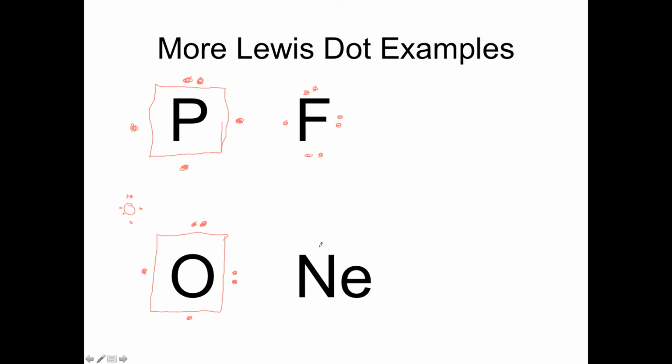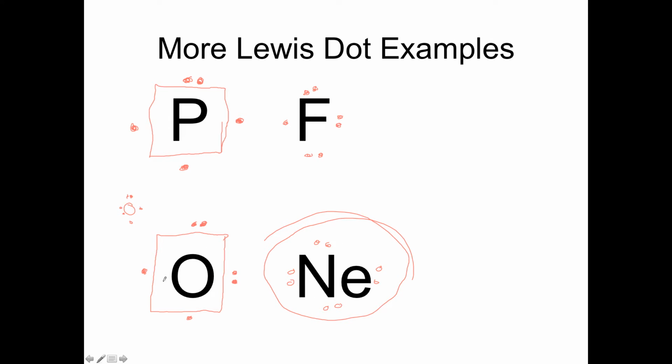Neon. Neon's a noble gas. It has 8 valence electrons: 1, 2, 3, 4, 5, 6, 7, 8. All sides are filled with valence electrons. Now this is what all elements want to look like. They want to have these 8 valence electrons.